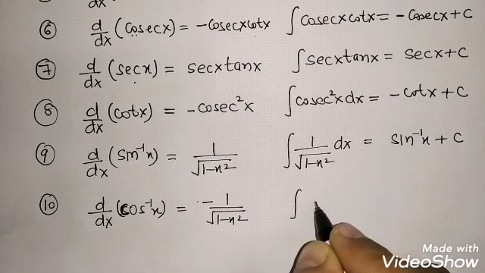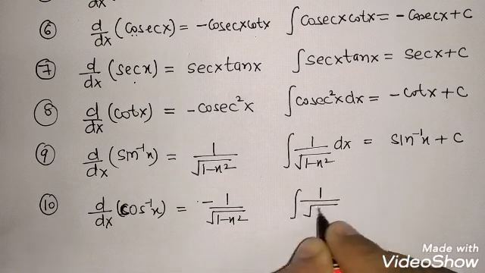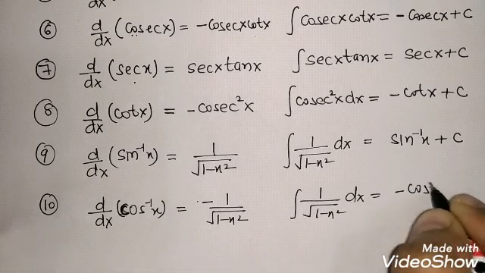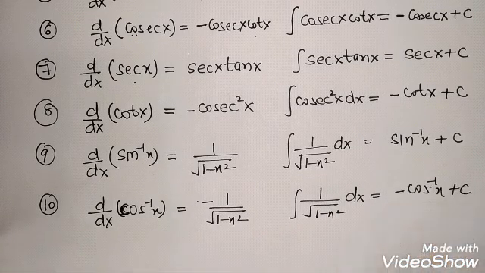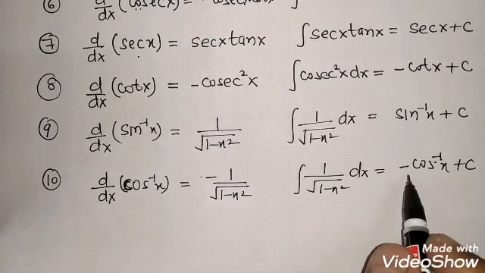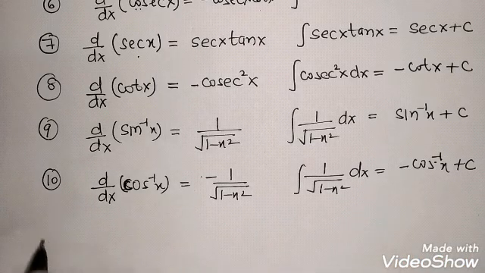Simply we can say the integration of 1 upon root of 1 minus x square dx is equal to minus cos inverse x plus c. It's again the same. We are using negative over here. If you want to write negative over here, you can write it.